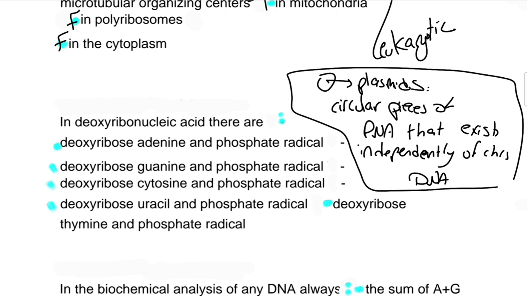Okay, now in deoxyribonucleic acid, there are deoxyribose adenine and phosphate radical, deoxyribose guanine and phosphate radical, deoxyribose cytosine and phosphate radical, deoxyribose uracil and phosphate radical, deoxyribose thymine and phosphate radical. So, deoxyribonucleic acid. Adenine and phosphoric radical, this is correct. Guanine, correct. Cytosine, correct. Uracil, wrong. Thymine, correct. Deoxy means DNA. The only nitrogenous bases that exist are adenine, guanine, cytosine, and thymine. Uracil just exists in the RNA.